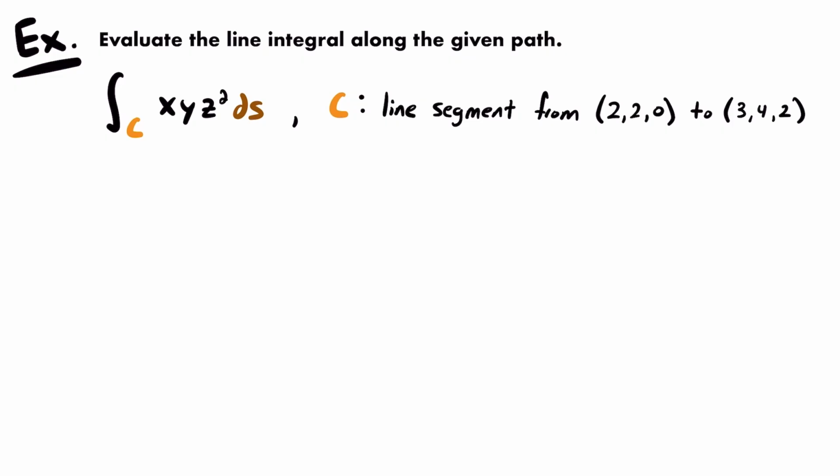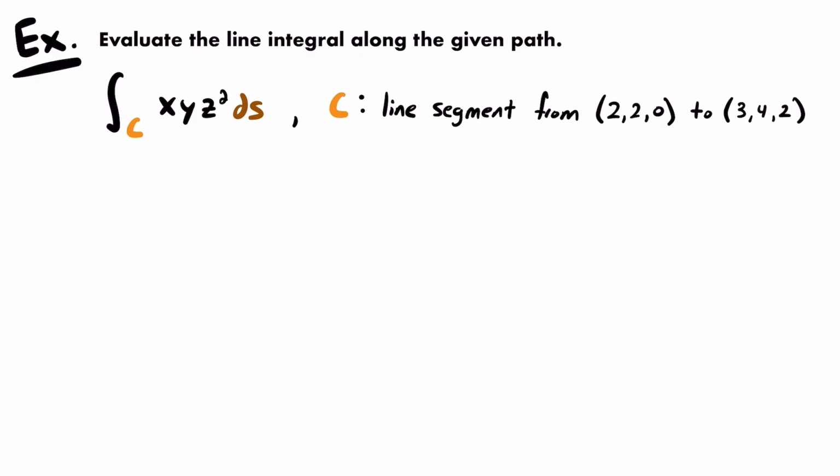For our last example, we want to evaluate the line integral along the given path, and we have the integral over c of x times y times z squared times ds, where c is the line segment from (2, 2, 0) to (3, 4, 2). Okay, so this is very similar to a problem that we did earlier in this video, but instead of our path being a line segment in 2 dimensions, this is a line segment in 3 dimensions. Not to mention that the function that we're integrating in the line integral is also a multivariable function of 3 independent variables, x, y, and z. Okay, but even so, the process remains the same.